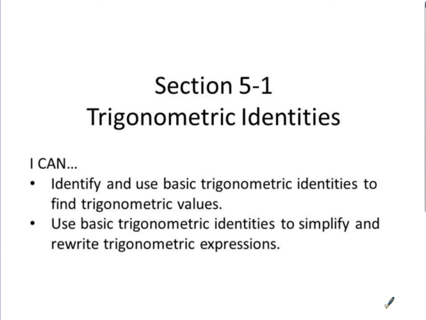This is section 5.1, Trigonometric Identities. The I can statements for this section: I can identify and use trigonometric identities to find trigonometric values, and I can use basic trigonometric identities to simplify and rewrite trigonometric expressions.